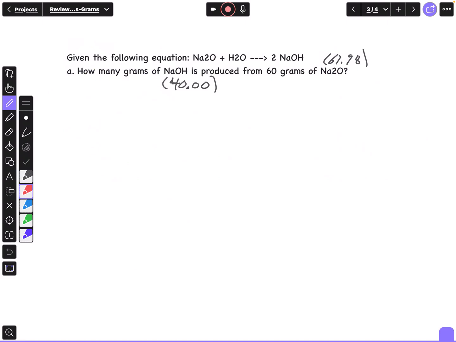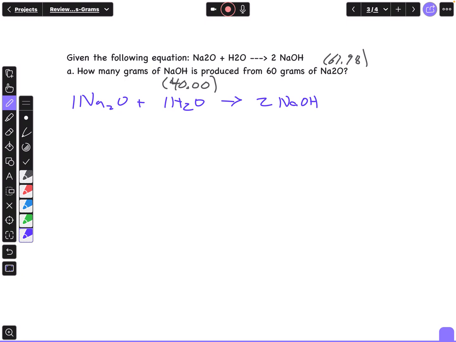If we're given the equation Na2O plus H2O produces 2 moles of NaOH, how many grams of NaOH is produced from 60 grams of Na2O? If I rewrite my balanced equation, it tells me that 1 mole of Na2O plus 1 mole of H2O produces 2 moles of NaOH. You can write this example down if you like, or you can just watch this video. I just want to go back over this to make sure everybody understands.